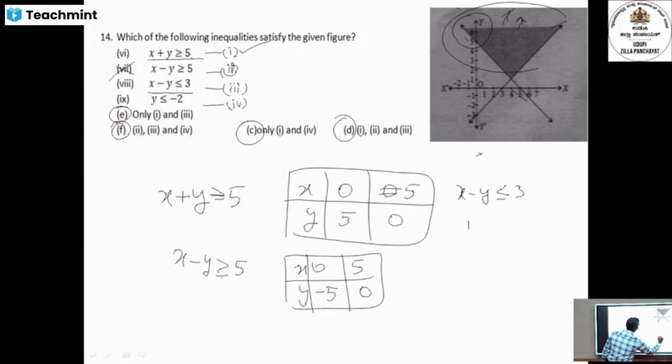Next, the inequality representing the following graph is. Here, in the graph you can see that mod x is between -5 and 5. So mod x should be less than or equal to 5, because this number has thickness, it is included.